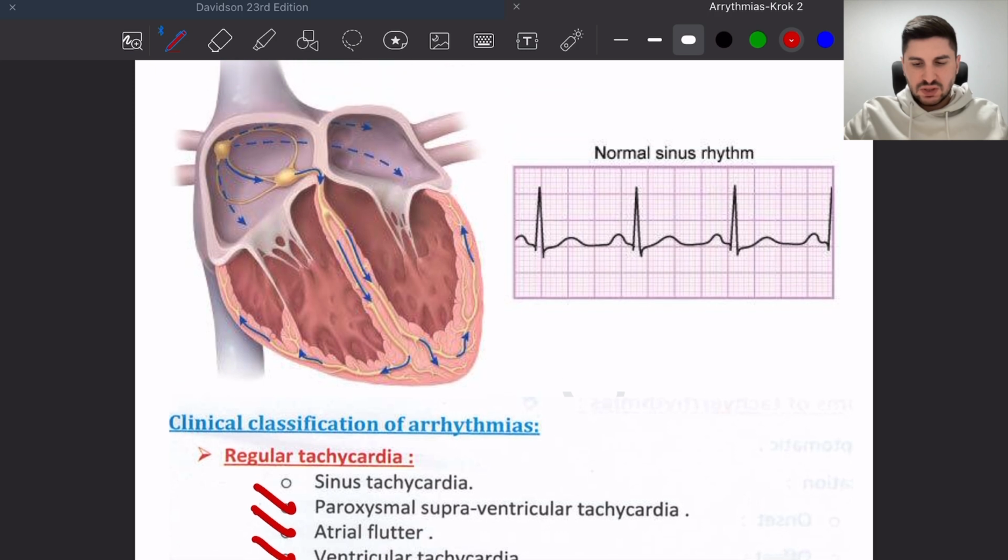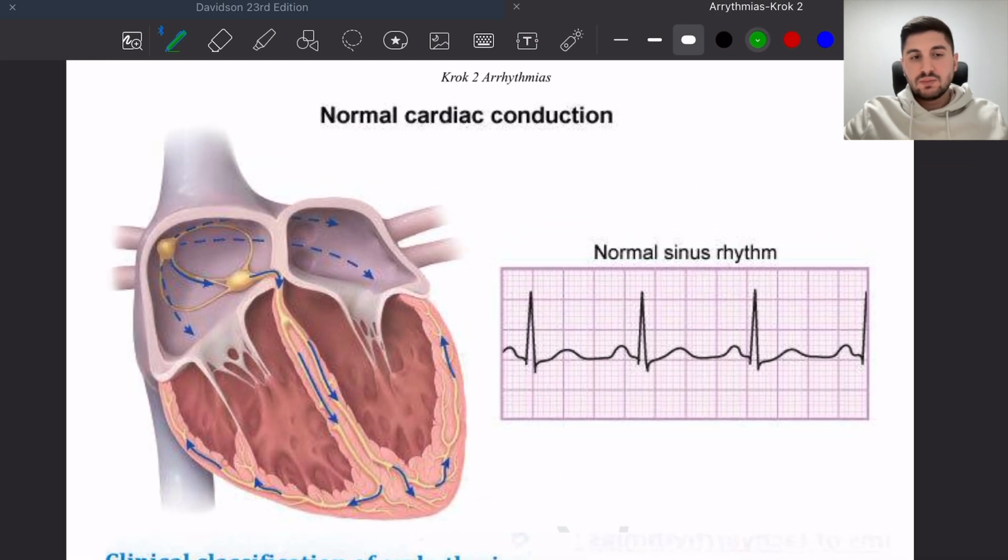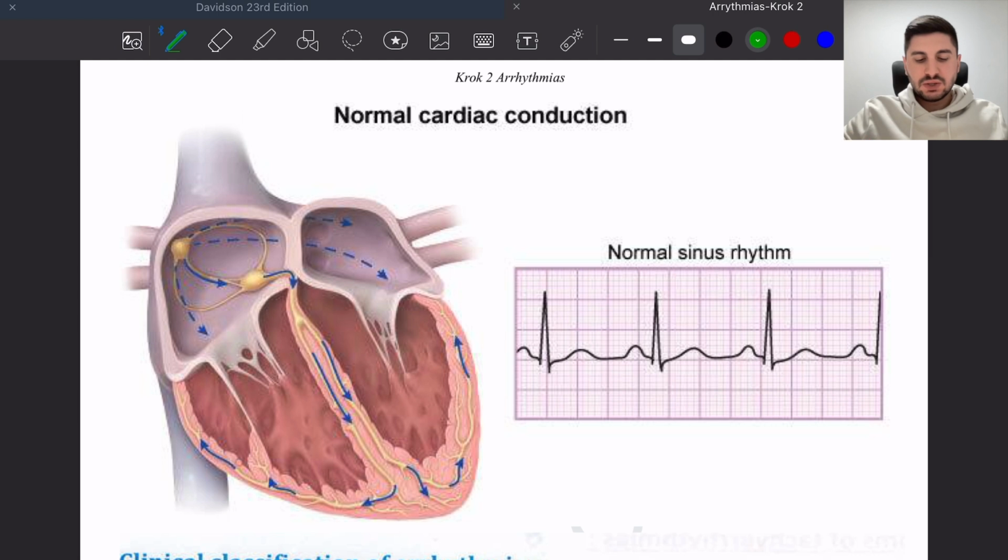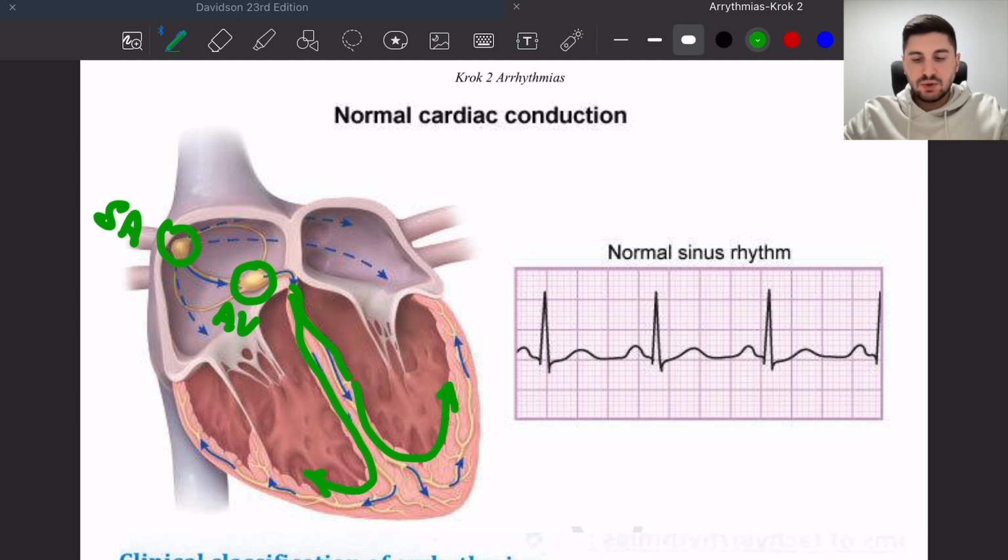So before we start, what are arrhythmias? These are problems with the conduction system of the heart. The conduction system of the heart, as you know, starts with the SA node, the sinoatrial node, which determines the heart rate for the whole heart, and then it sends impulses to the atria, and then the impulse reaches the AV node. Then the AV node sends the impulse through the bundle of His and then to the Purkinje fibers, and then the ventricles are depolarized.